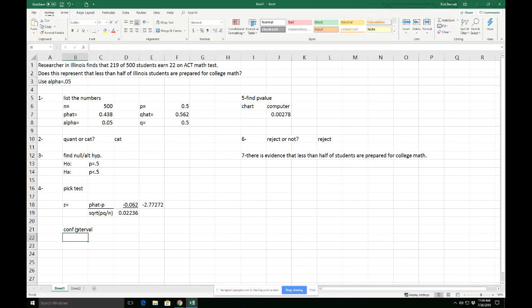How do we do that, Dalton? Remember? P hat is 0.438. We'll do the minus first. Oh, I'm going to need my z sub alpha over 2, right? Yeah. Z sub alpha over 2. How do I find that? No idea. 2 ways. Chart and the computer.